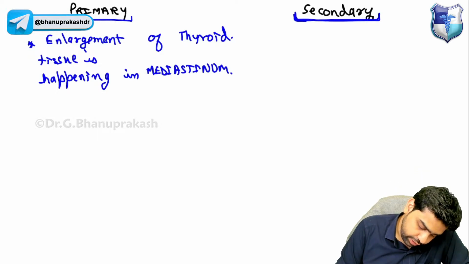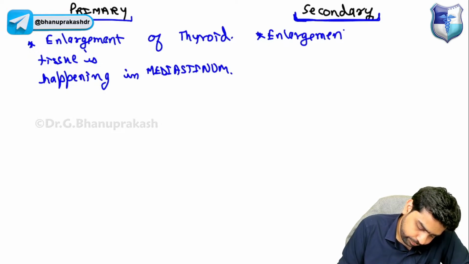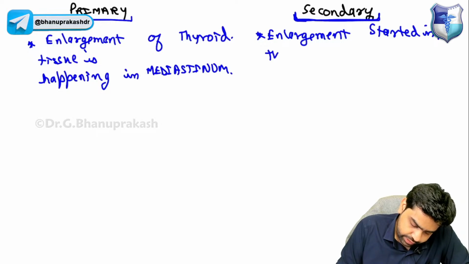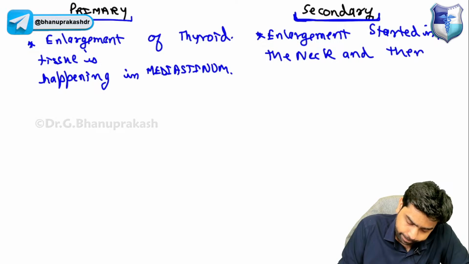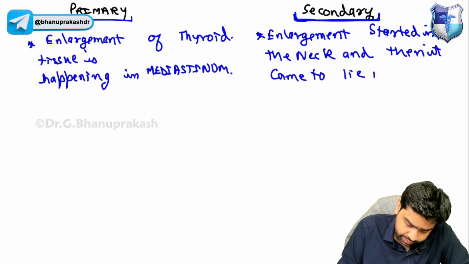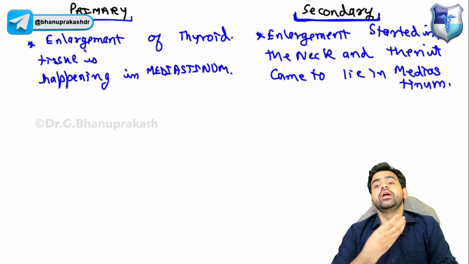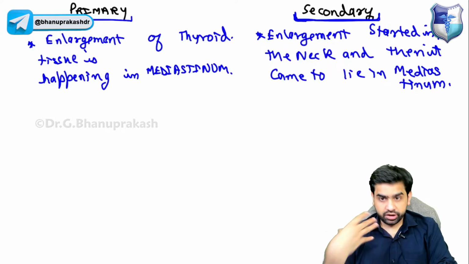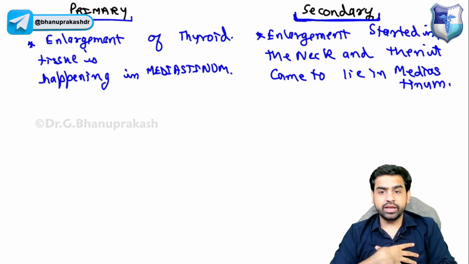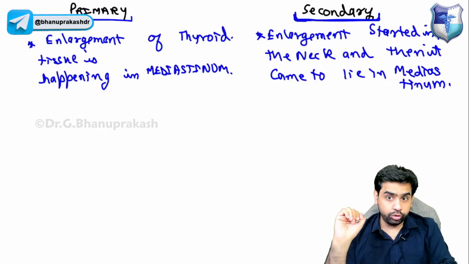Here what you need to understand is that the enlargement started in the neck and then came to lie in the mediastinum. Do you understand my point? So what is the primary retrosternal goiter? It started in the mediastinum itself. Secondary retrosternal goiter started in the neck and then came to lie in the mediastinum. I hope you are able to understand this point, guys.